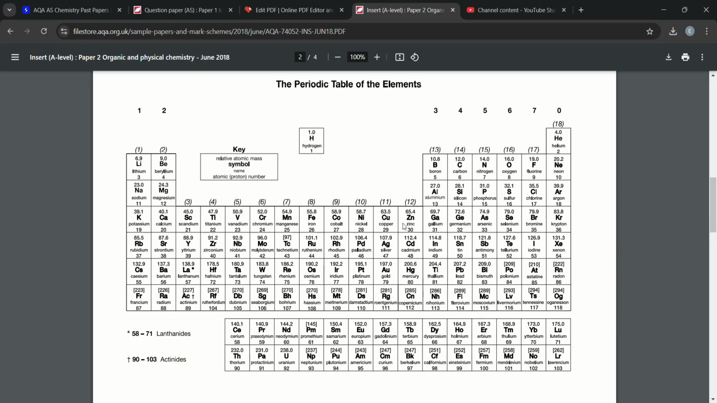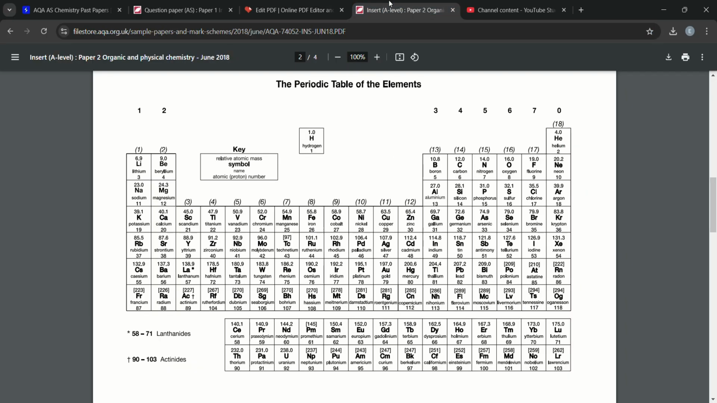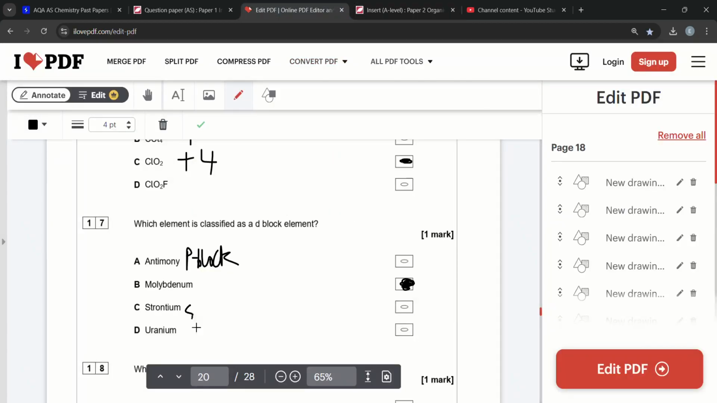I just want to show you guys what blocks they are in. Antimony. Where is it? There we go. That's in the p block. That's s, that's d, that's p block. So antimony is in the p block. Remember, d block is in the middle. Strontium, that's in the s block.